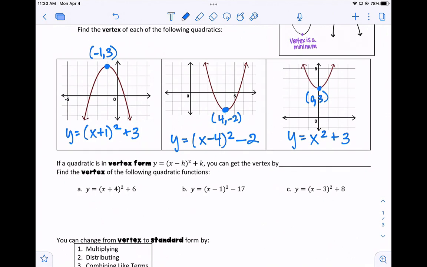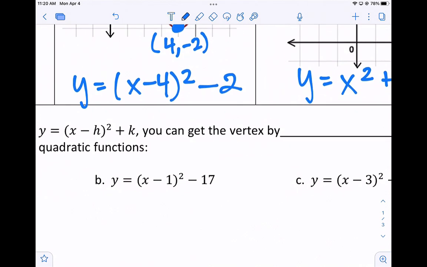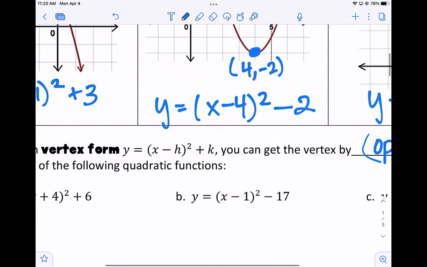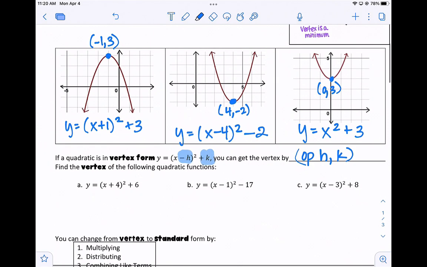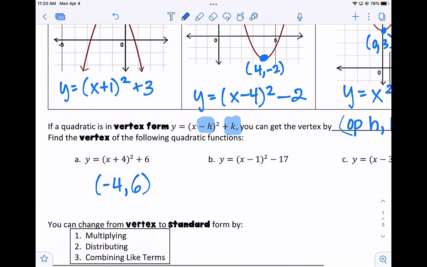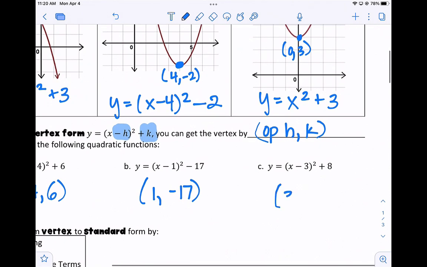If a quadratic is in vertex form, you can get the vertex by doing the opposite of h, and the k value stays the same. We're talking about this h value and this k value right here. Find the vertex of the following functions. For this one, the opposite of 4 is -4, and then 6 would be going up 6. This would be 1, -17, and this would be 3, 8.